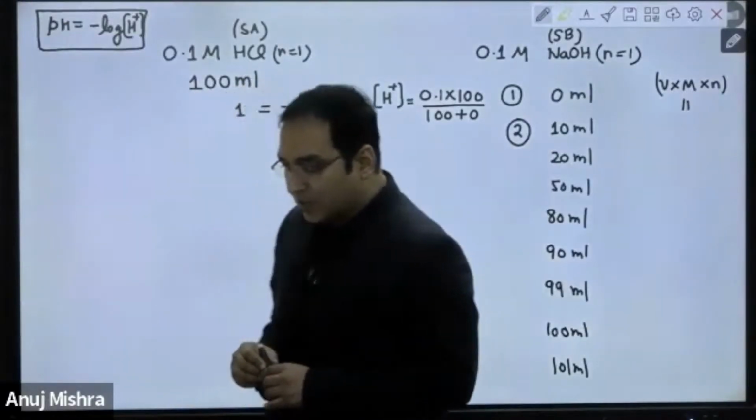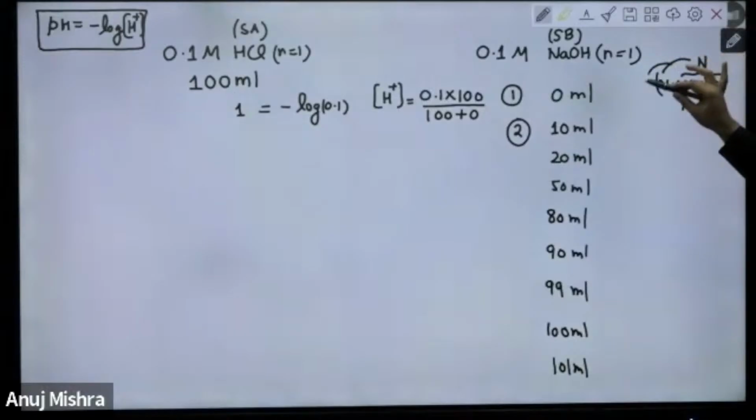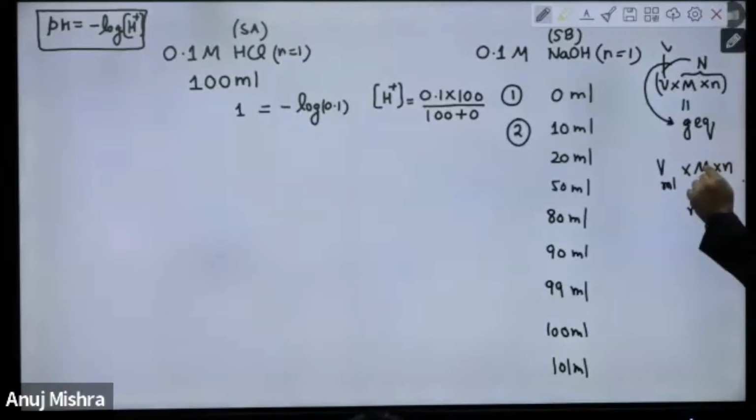Okay. Sanjana, what is this value? Volume into molarity into N factor. Molarity into N factor is normality. Normality into volume is gram equivalent, if it is in liters. If V is in ml, then it is called milli equivalents, MEQs. Okay. So I repeat once again, molarity into N factor is called normality. Moles into N factor is called gram equivalent.